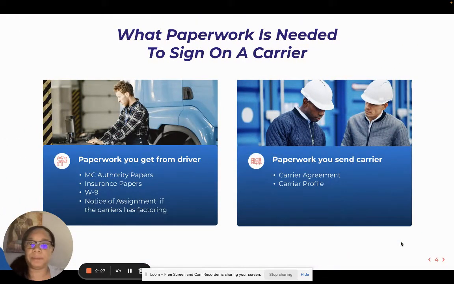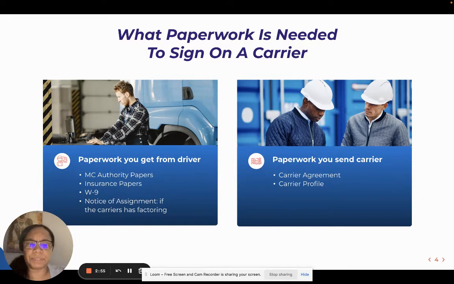Now we're going to talk about what paperwork is needed to sign on a carrier. Sorry if this is too fast, because like I said, I am going to send this to you so that you can revert back to it and watch it again. The paperwork you get from the driver is the MC authority papers, insurance papers, W-9, and a notice of assignment if the carrier has any type of factoring. We'll go over factoring later.